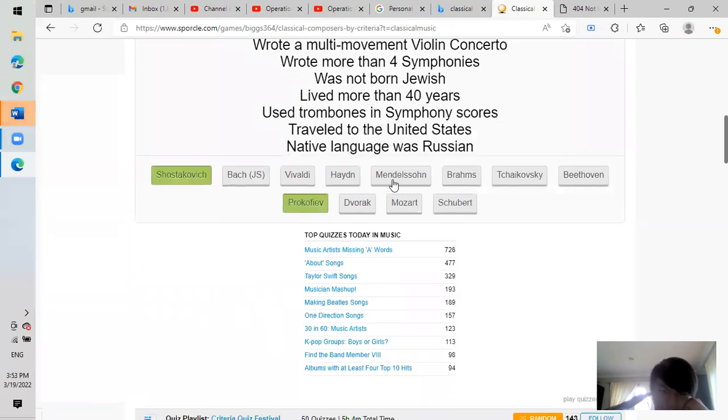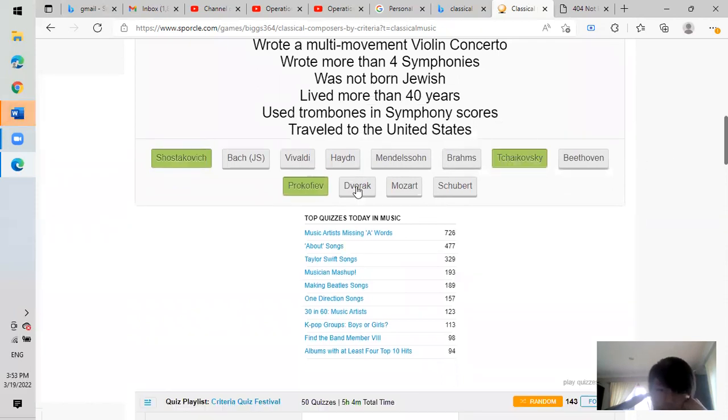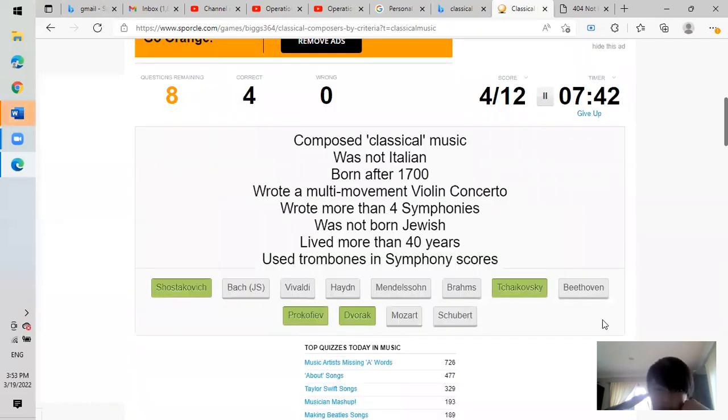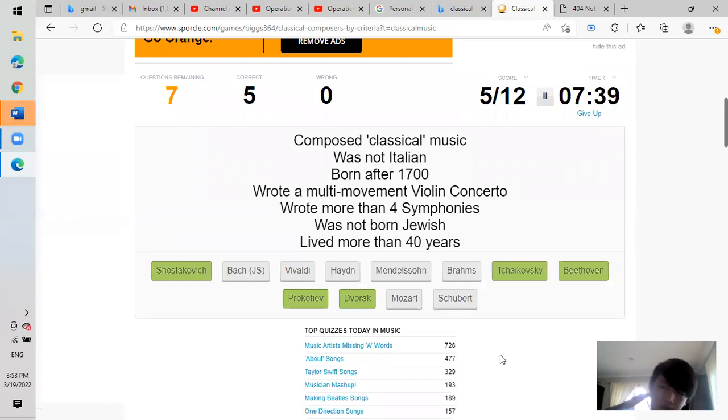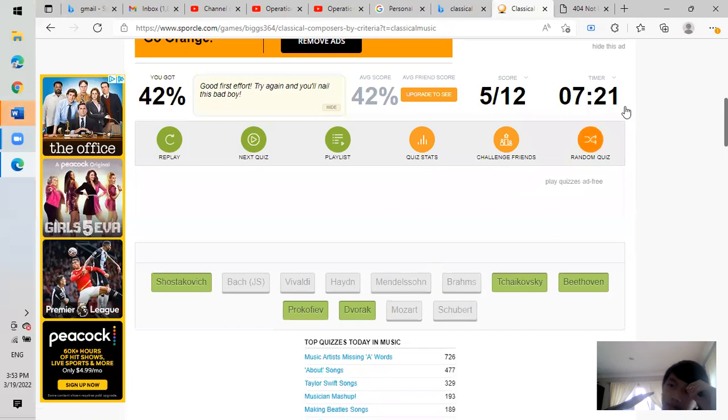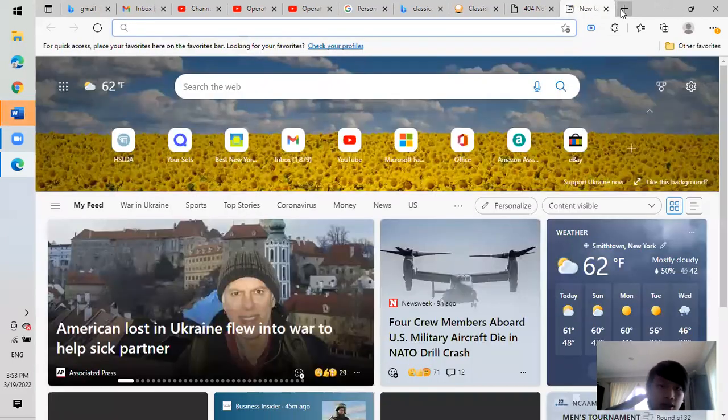Shostakovich, Tchaikovsky, and then who was next? Oh, Dvorak. Then it was Beethoven. Okay, now we're back to here. Was not born Jewish. I don't think that's Mendelssohn, but who else could it be? It doesn't make sense. If it's not Brahms, it has to be Mendelssohn, but Mendelssohn doesn't fit with the Jewish. But wait, is Mendelssohn Jewish? I don't know. Yeah, that's what I thought. Mendelssohn, wait, what nationality?